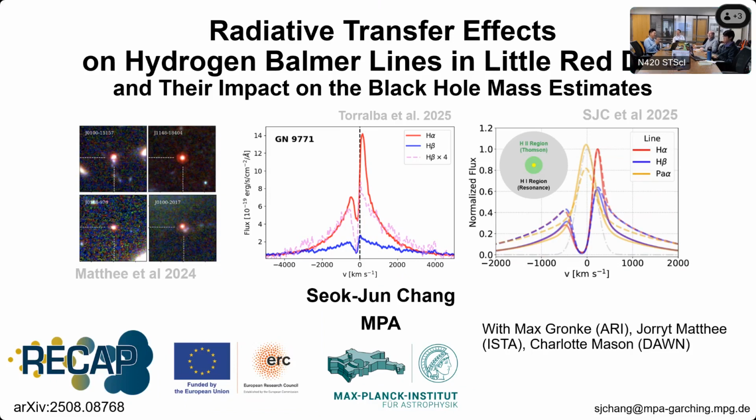Okay, thanks for having me, and thanks for the nice introduction. I'm Seok-Jun, postdoc at MPA. Today I'll talk about my recent work on radiative transfer effects in the hydrogen Balmer lines in little red dots, and how this impacts black hole mass measurement. This work is in collaboration with Max Kronke, Yorit Matti, and Charlotte Mason.